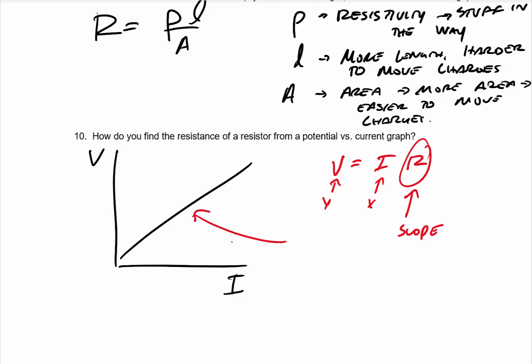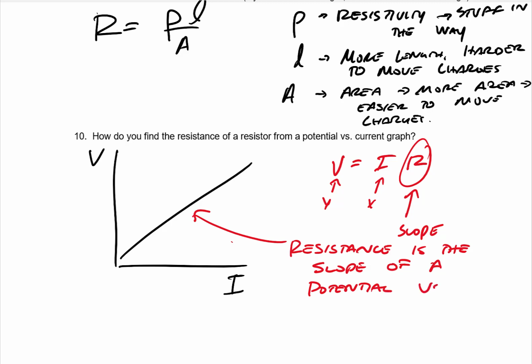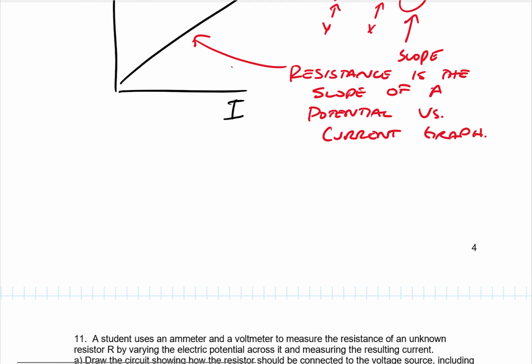So what we can say is that resistance is the slope of a potential versus current graph. That's how we would find that. From a potential versus current graph, we'd find the slope.